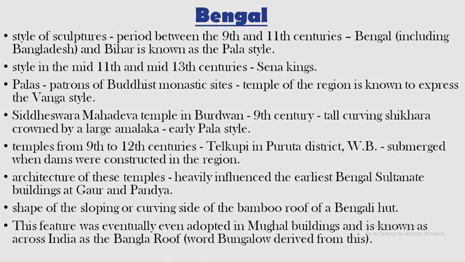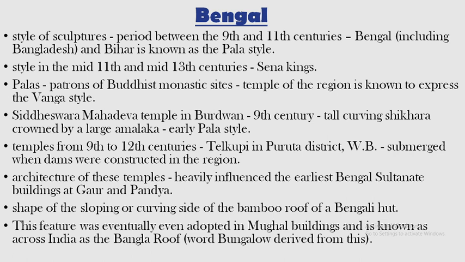So the next one is Bengal. The style of sculptures which were developed during the period between 9th and 11th centuries in Bengal, which also includes Bangladesh and Bihar, is known as the Pala style. It was known as the Pala style because it was named after the ruling dynasty at that time. The style in the mid 11th and mid 13th centuries is named after the Sena kings, while the Palas are celebrated as the patrons of Buddhist monastic sites. The temple of the region is known to express the Vanga style.